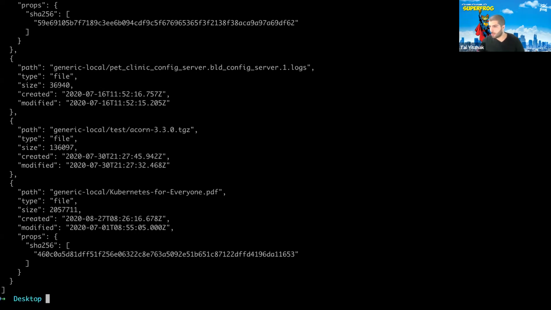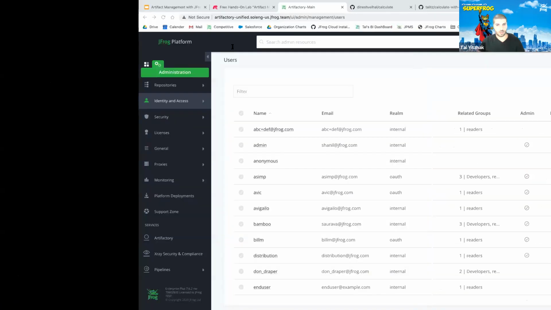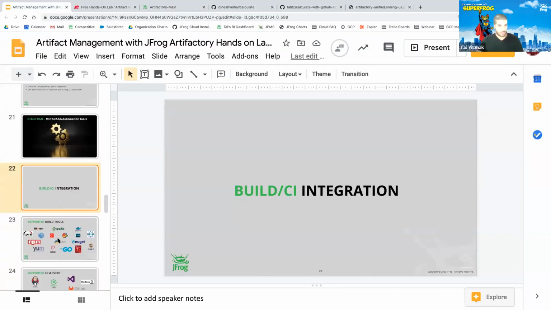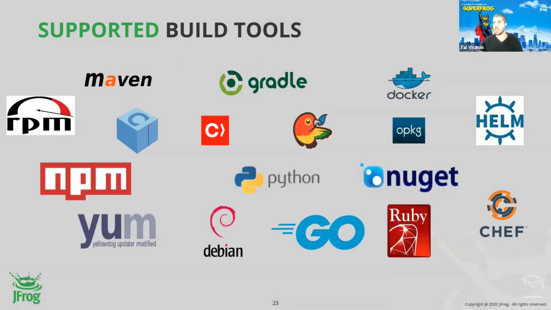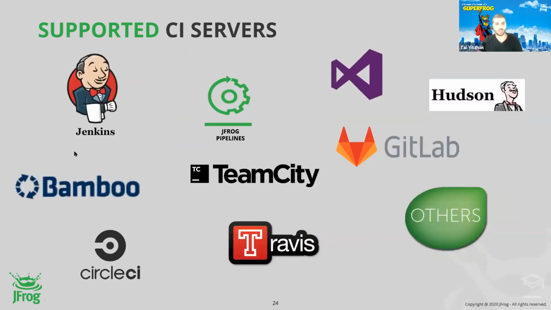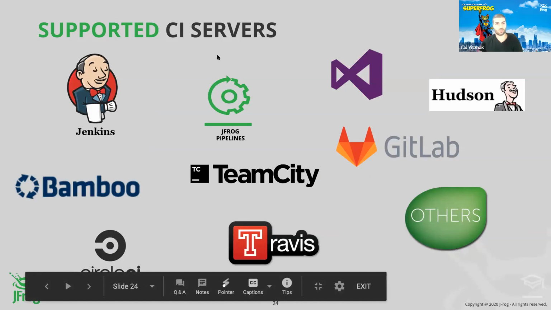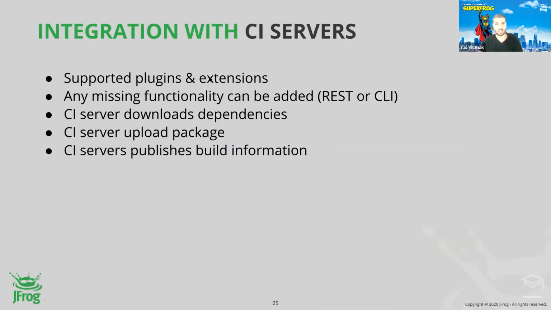Okay, let's move on to the CI integration part. We support multiple build tools. If you need to build your Maven project, your Gradle project, or your Docker application, and you want to do it from Jenkins, Bamboo, or CircleCI, this is something that we support. We have plugins and extensions, so you'll be able to have a very easy integration. If you have a missing functionality, you can use our REST API or CLI, and the CI server will download the binaries and dependencies, upload the package, and publish the build information from the CI level, and we will see that during the demo.